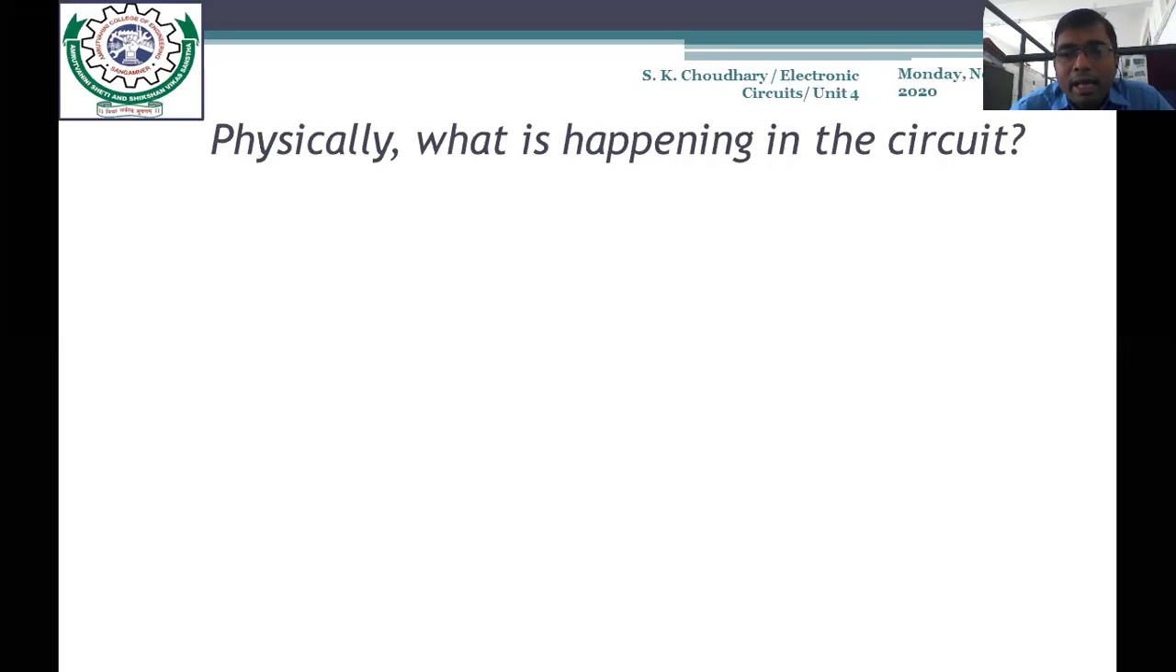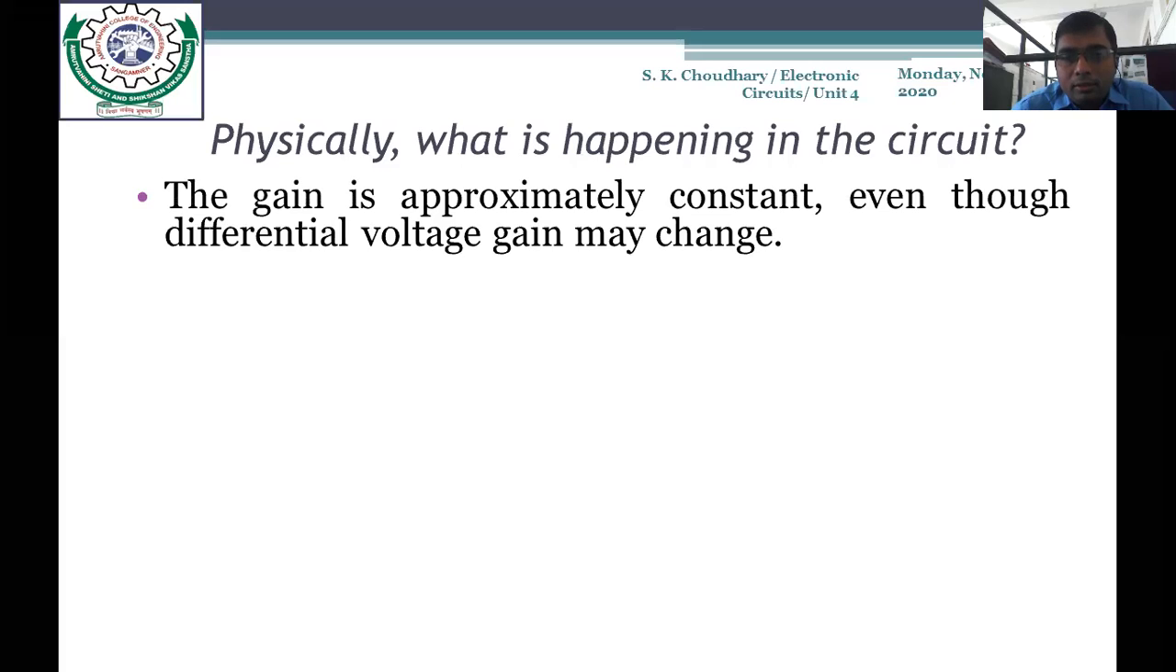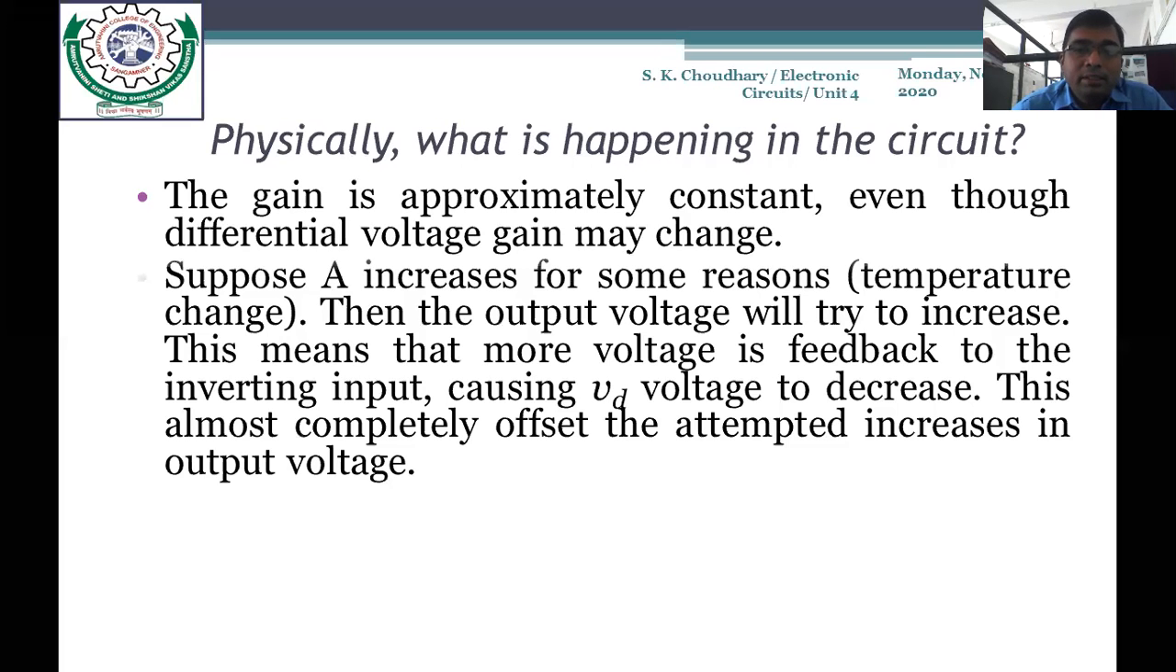So physically what is happening in the circuit? If you think about the question, what is actually going on in the circuit? You would find that the gain is approximately constant, even though the differential input voltage VD, V1 minus V2, changes, but still the closed loop gain is constant. Suppose the open loop gain A increases for some reason, maybe because of temperature or some other external factors. Then what happens? The output voltage will also try to increase. Obviously, when A increases, your output voltage also tries to increase.